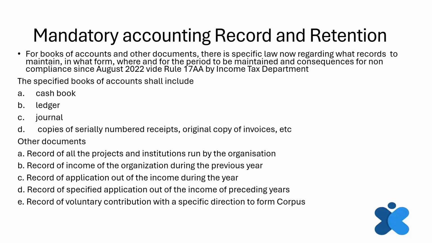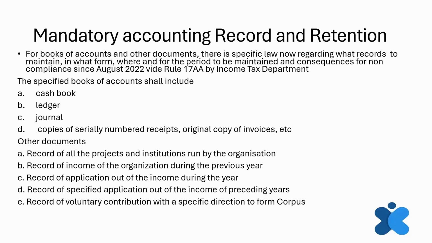The tax department may disallow your 85% application or your claim that this amount of income as application is not subject to taxation or is exempt from tax under section 11. However, now that is based not on your saying, it is based on your demonstrating or showing to the department that you are keeping these records. Other documents: records of all the projects. If you are an educational or medical institution, then all the institutions run by the organization.